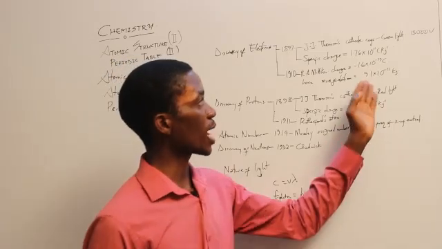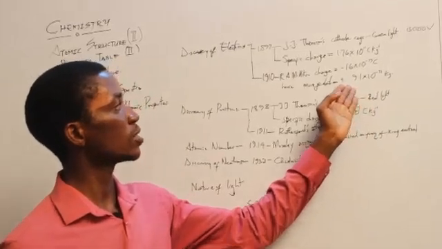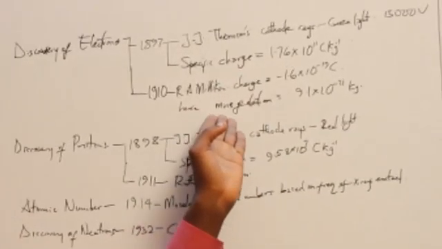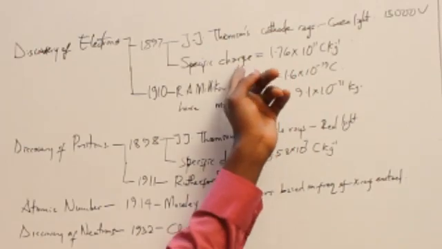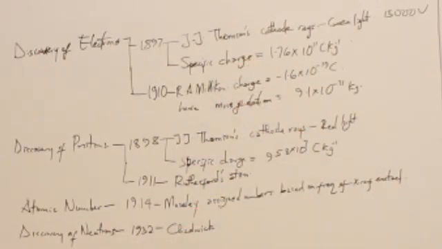So we could actually calculate the mass of an electron by dividing the amount of charge by the specific charge, because that will give us the inverse of mass. The inverse of the inverse of mass is mass, of course. That gives us 9.1 times 10 raised to the power minus 31 kilograms. That is the mass of an electron.